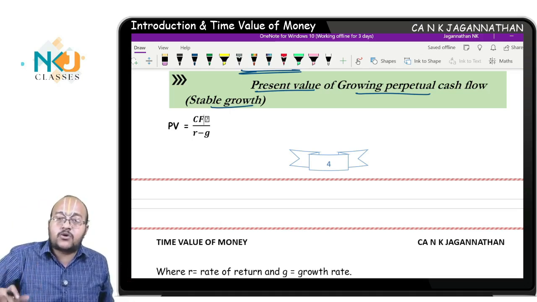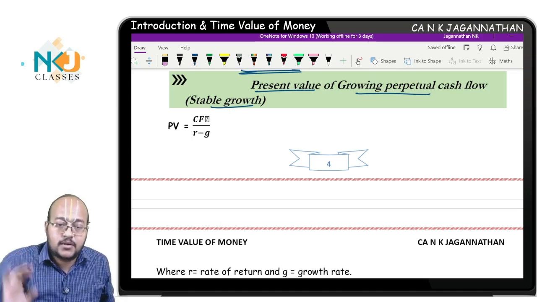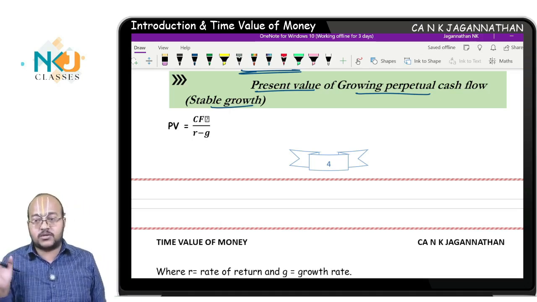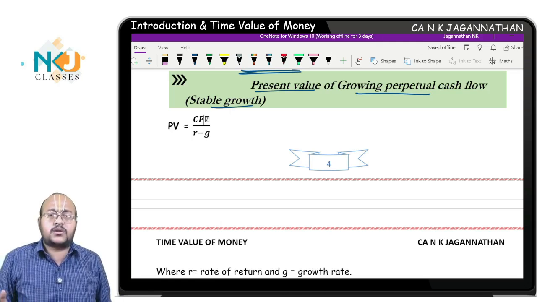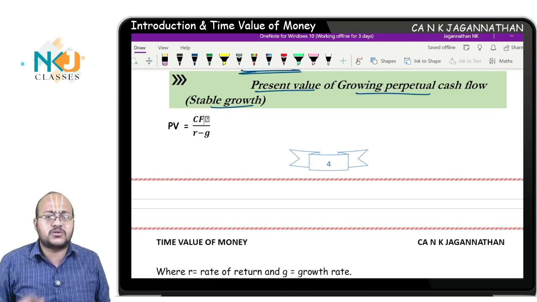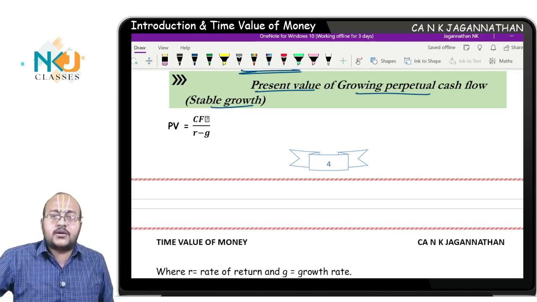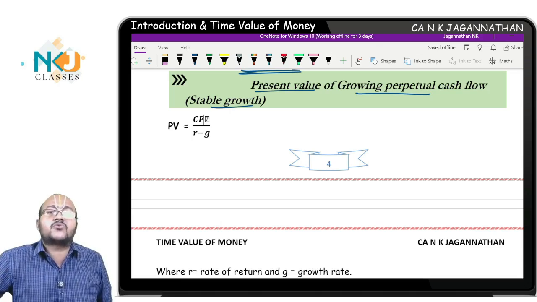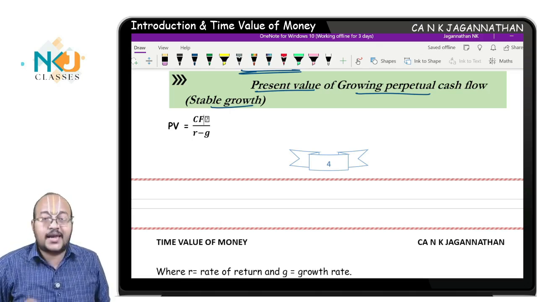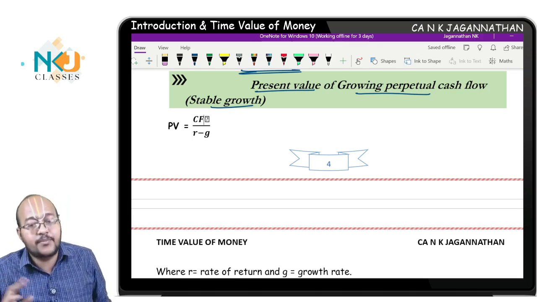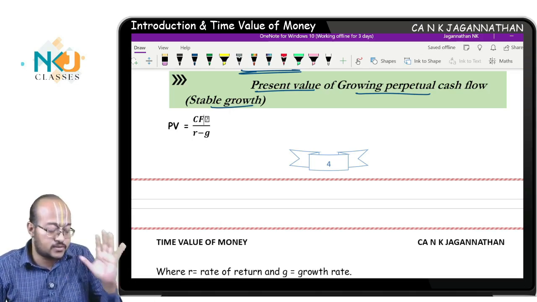Every year that 1 lakh rupees will grow constantly at some given rate, say 5%, which means in the first year you receive 1 lakh rupees, next year you will receive, say, 1 lakh 5,000. Next year again 5% growth. Like that it compounds every year. 5% is the growth rate. Understood? The cash flow itself is growing at a rate of 5%. How to find the present value of this growing cash flow?